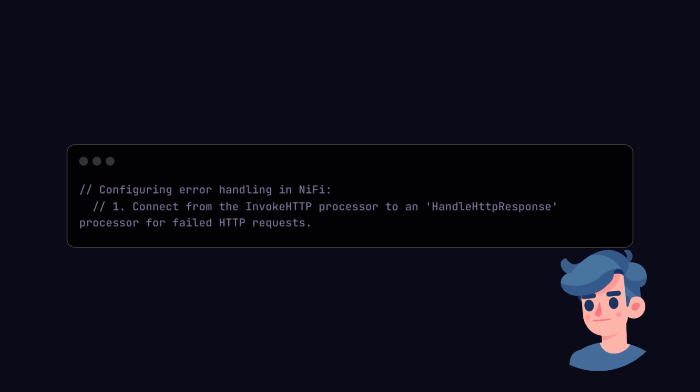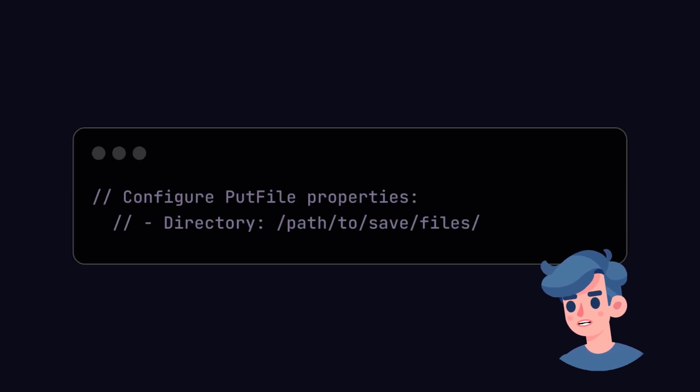Next, let's talk about handling errors in NiFi. NiFi provides mechanisms for managing flow file failures. Each processor has different relationships representing whether the flow file was successful or resulted in an error. You can add a PutFile processor to save successful flow files to your local disk and configure it to specify the directory where files should be saved.